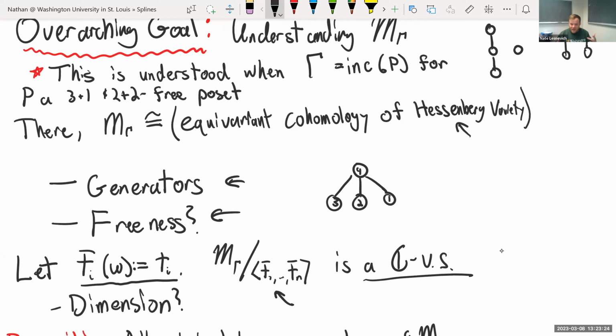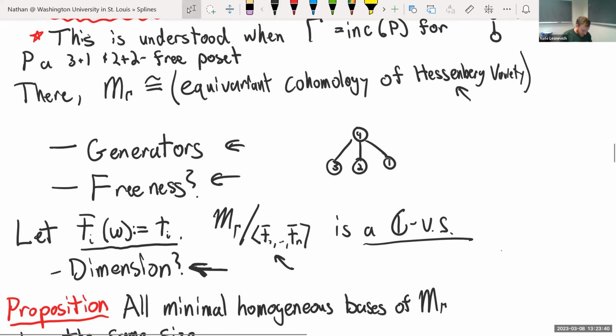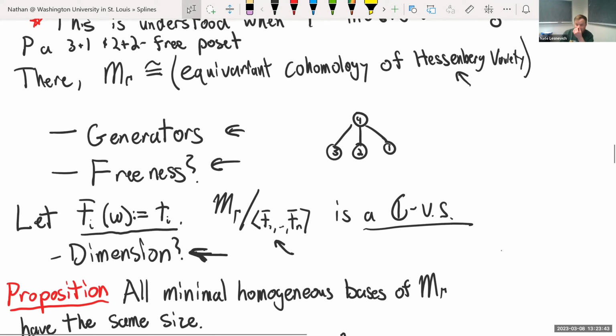And here there's quite a bit more structure, and we can ask about dimension. So we want generators, we want to know whether it's free. We know if we take our quotient, we're getting out this vector space, and we'd like to know its dimension. I have two results to share with you in this direction.